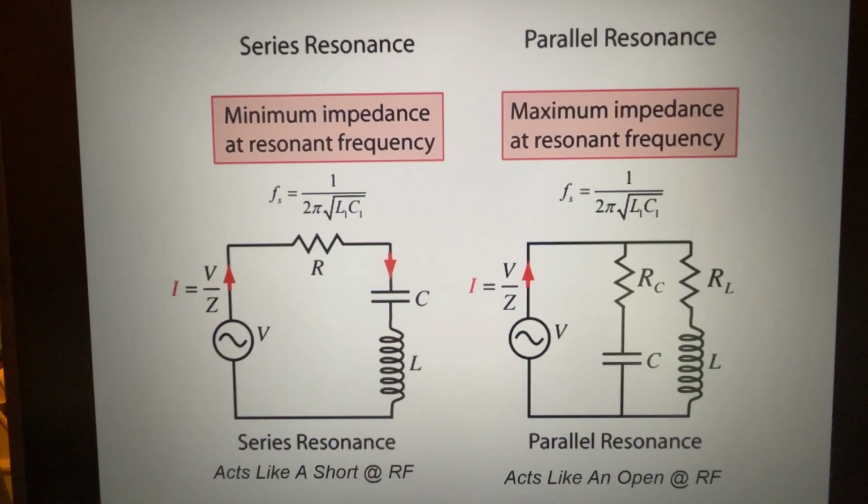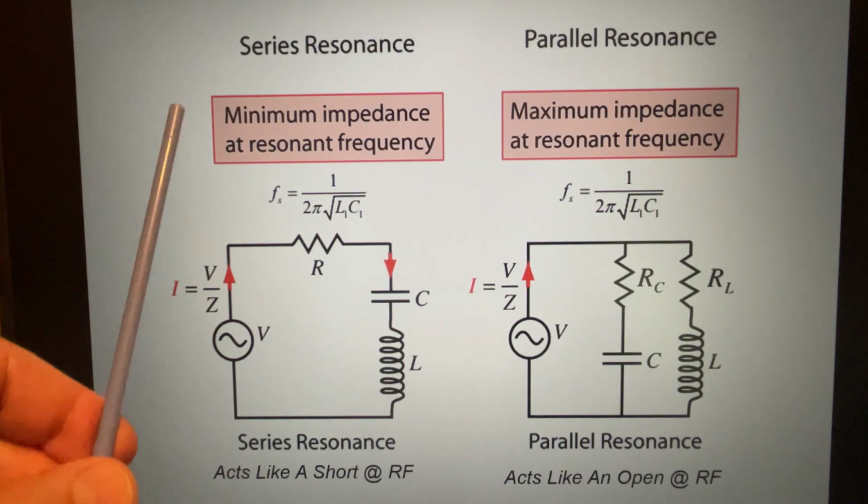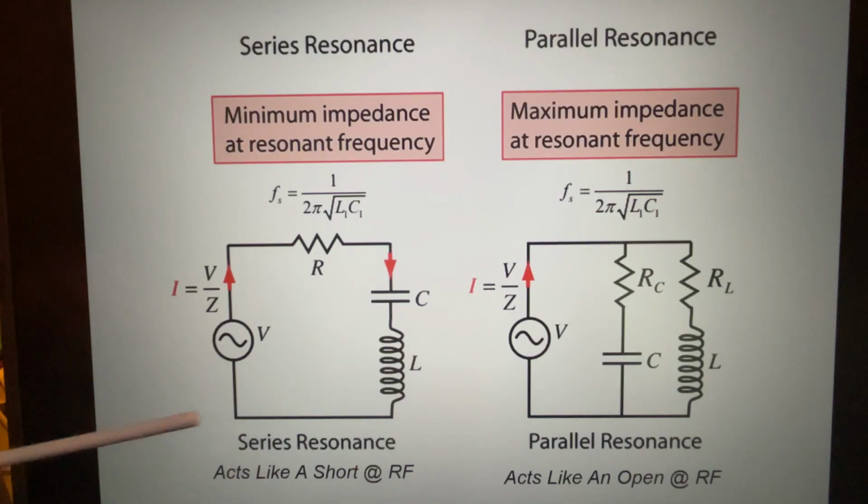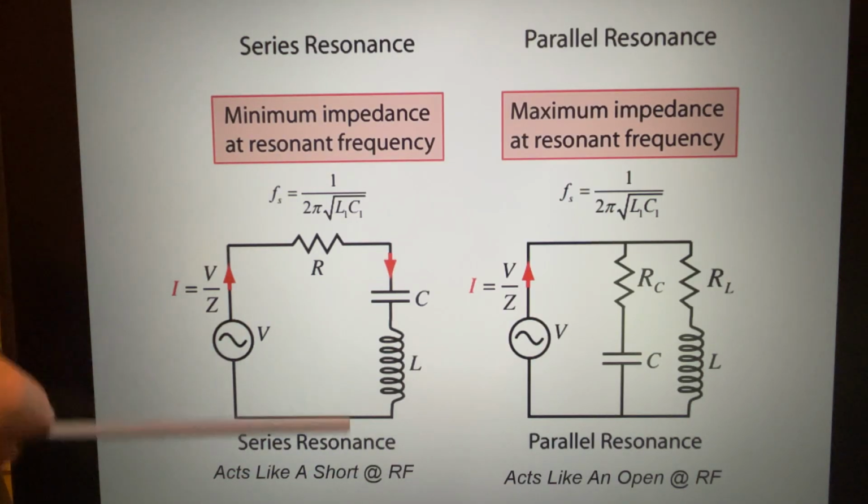So why is that important? Well, basically when we have series resonance, the minimum impedance of the circuit occurs at the resonant frequency of that circuit. And basically at series resonance, it acts like a short. So it has low impedance. Series resonant circuits have a low impedance.